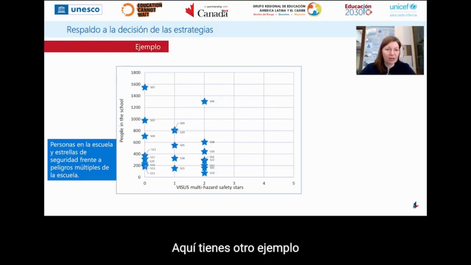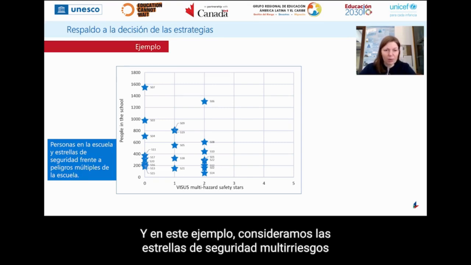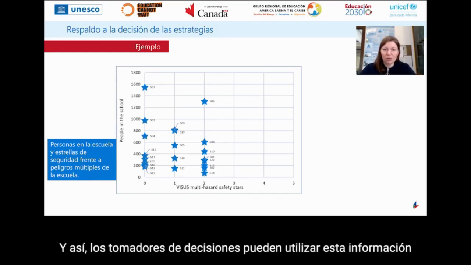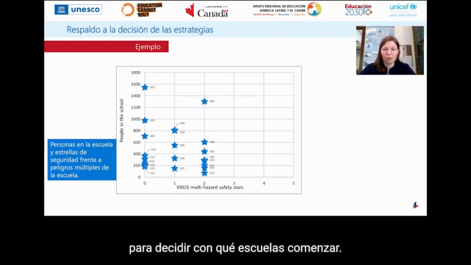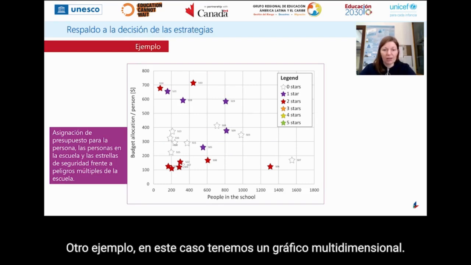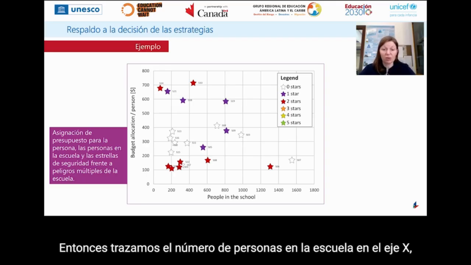Here you have another example of potential definition of strategies, and in this example we consider the multi-hazard safety stars and the people in the school. This example was derived from a real case study developed during the past pilot projects, and so decision makers can use this information in order to decide with which schools to start at the beginning. Here the sensitive information obviously was hidden.